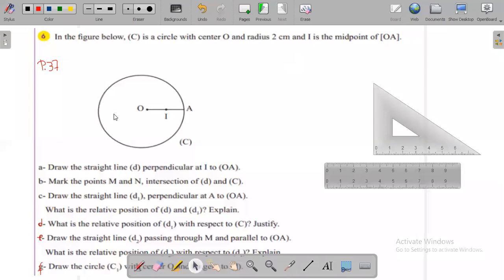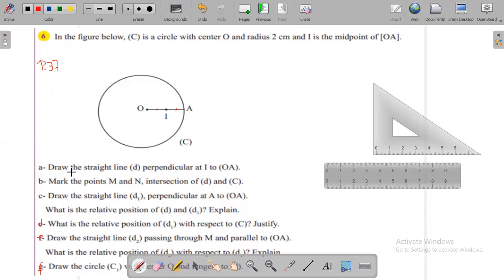Hello, in this video we will do exercise 6, page 37. In the figure below, C is a circle with a center O and radius 2 cm, and I is the midpoint of OA. Midpoint means OI is equal to IA.